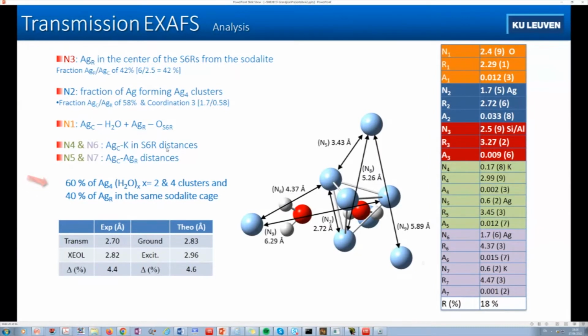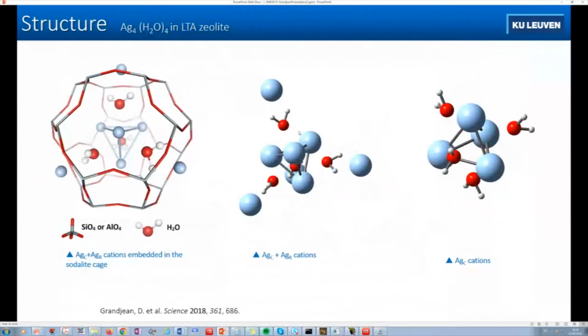So I think if you have both the XEOL and the transmission, then you can build a model. That's the model I had to build. Normally all the distances you have should match, because if one doesn't match, it means there is something wrong. And this is the final model we obtained: the sodalite, with the Ag4 tetrahedral cluster in the middle, surrounded by water in the face, and you have this additional silver. You see it better here.